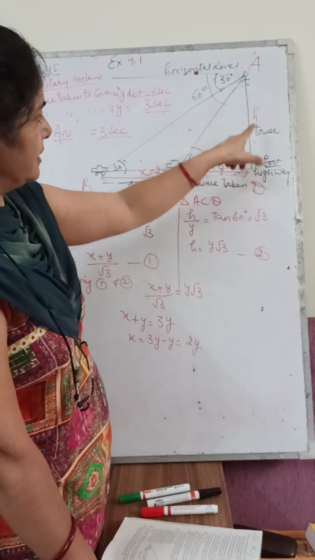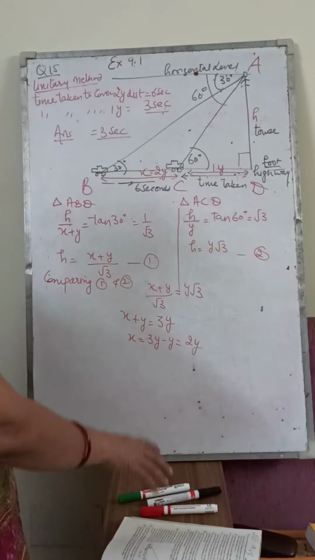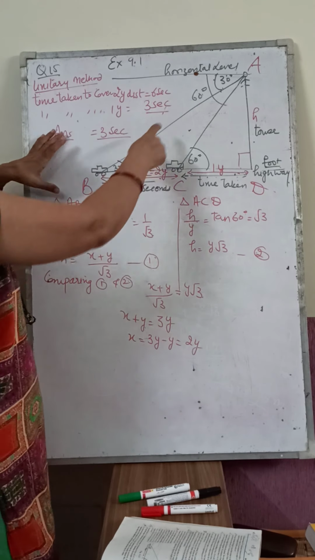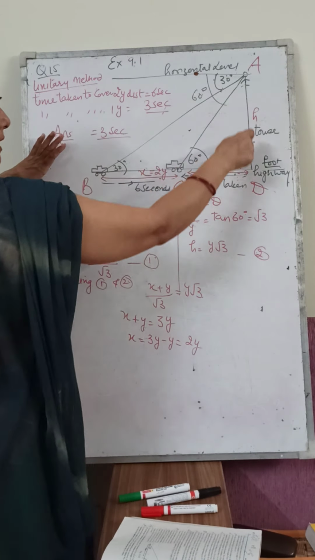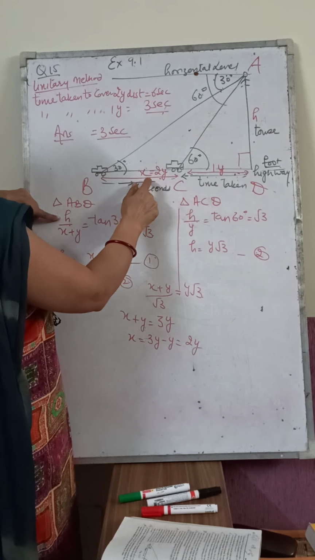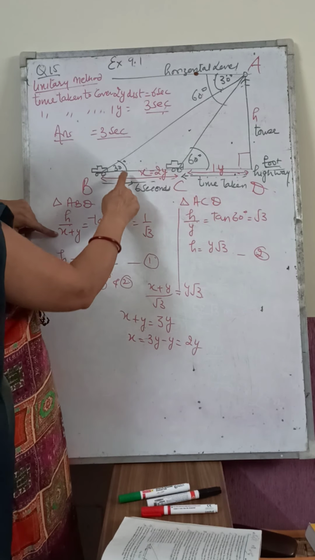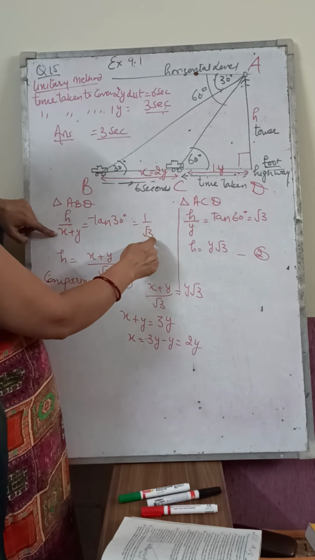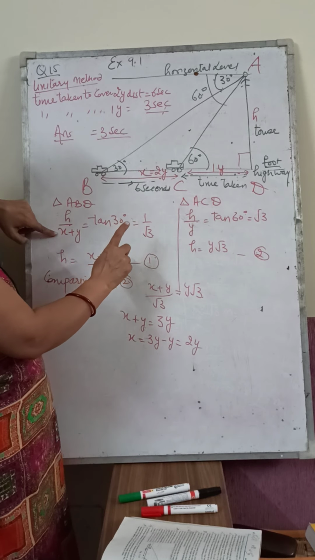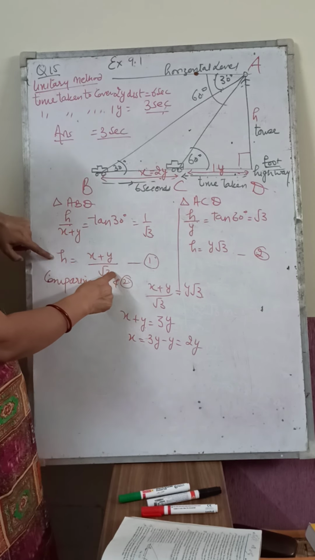ACD, ABD. In ABD, perpendicular is H, base is x plus y, so H upon x plus y is equal to tan 30. Tan 30 is 1 by root 3. Clear? H will be (x plus y) upon root 3.